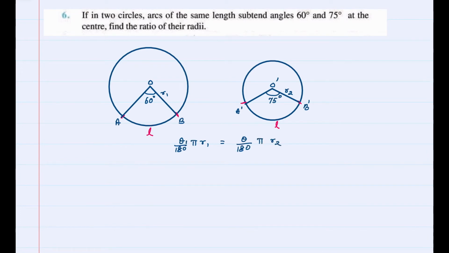We will use theta 1 and theta 2. Pi gets cancelled, 180 can be cancelled. R1 divided by R2 is theta 2 divided by theta 1. Theta 2 is 75 degrees and theta 1 is 60 degrees. We can cancel 15. 5 15s are 75 and 4 15s are 60. The answer is 5 over 4. The ratio is 5:4.